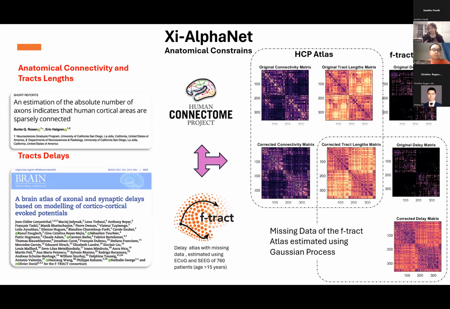So the Shiang-Hu net has different types of constraints, and the first type is anatomical constraints. The anatomical constraint that we are going to use in this paper is the anatomical connectivity, the length of the tracts, and we get this data from the Human Connectome Project. Here we have the paper. And we are also going to use the delays atlas of the conduction delays between neural tracts.